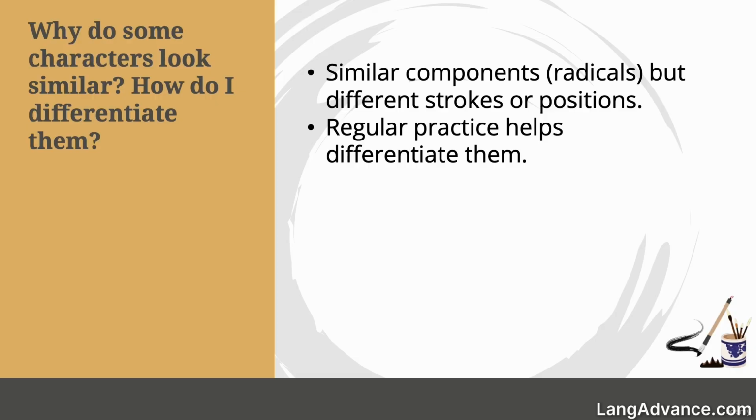Let's use the example of 十, which is 10. It looks like a cross, isn't it? 十. Now, we have added one stroke at the bottom. 士, it becomes a noble man. 士. And we have 土, which is soil, ground, or earth. Let's see what are their differences.